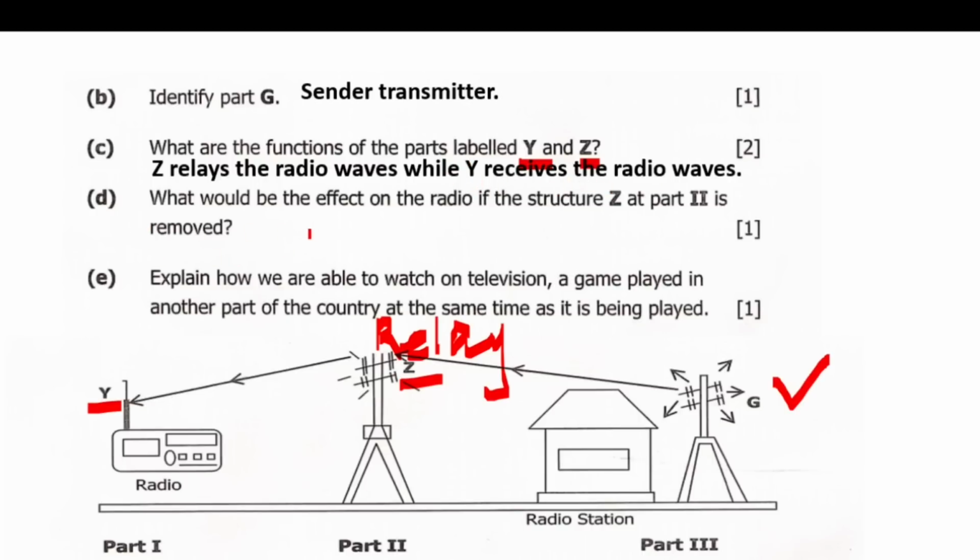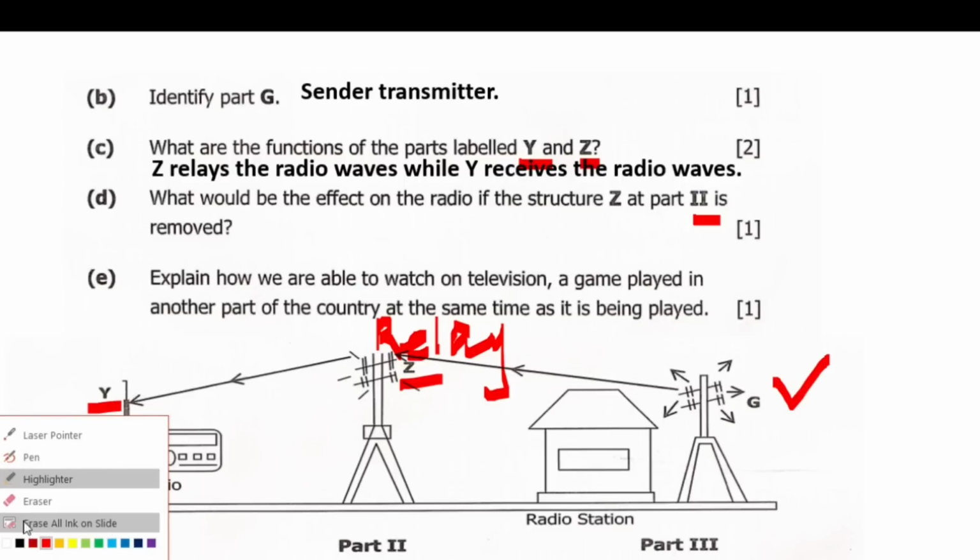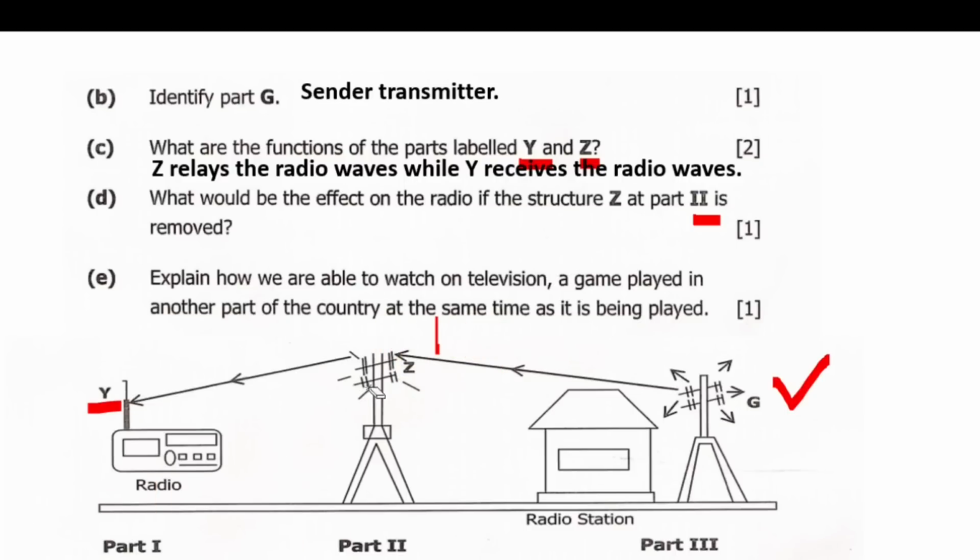D, what would be the effect on the radio if the structure Z at part 2 is removed? So this structure here, if they remove this tower here, the relay transmitter is removed, there will be no signal. The radio will lose its signal.